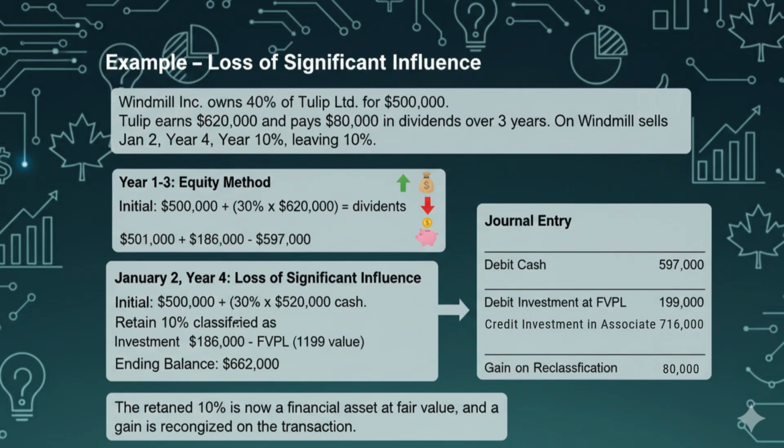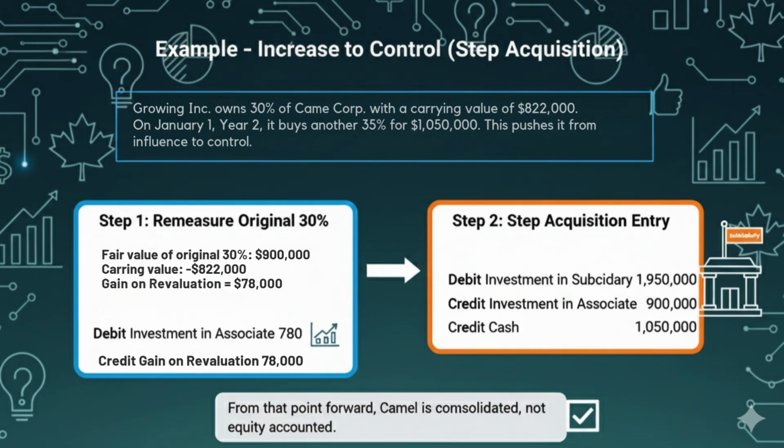Now the reverse. Growing Inc. owns 30% of Camel Corp. with a carrying value of $822,000. On January 1st, year 2, it buys another 35% for $1,050,000. This pushes it from influence to control. The fair value of the original 30% is remeasured to $900,000, creating a gain.